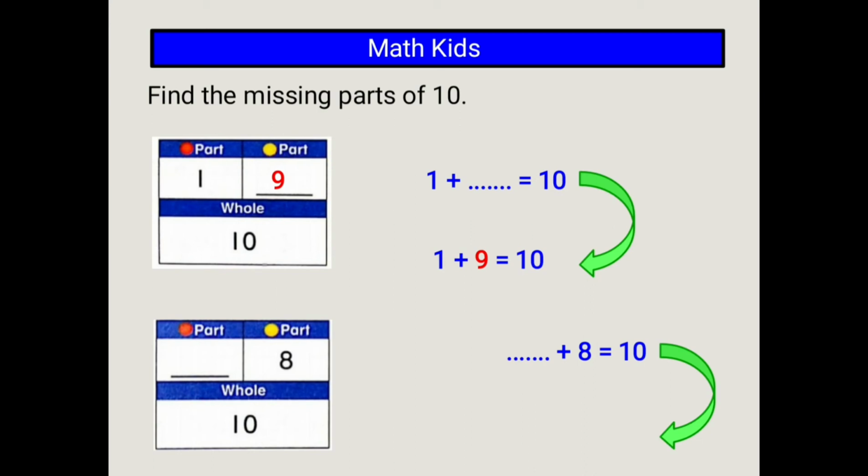You can count on your fingers after 1, till you reach 10. So you'll get 9 on your fingers. So 1 plus 9 gives you 10.